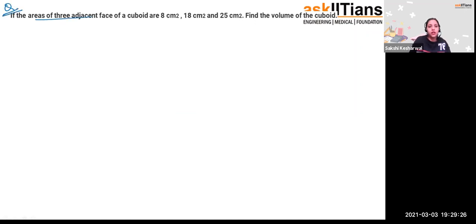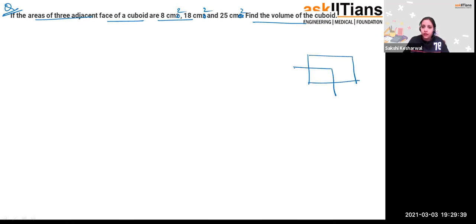It says that if the areas of three adjacent faces of the cuboid are 8 centimeters square, 18 centimeters square, 25 centimeters square, find the volume of the cuboid. So when you have a cuboid, adjacent faces means what? You have three faces, right? So let's take the bottom, let's take the side, and let's take the back, right?